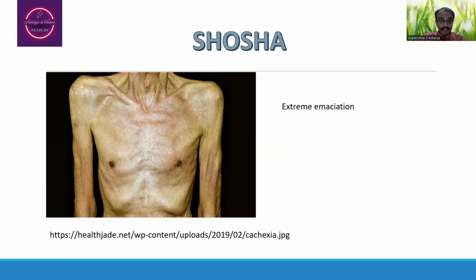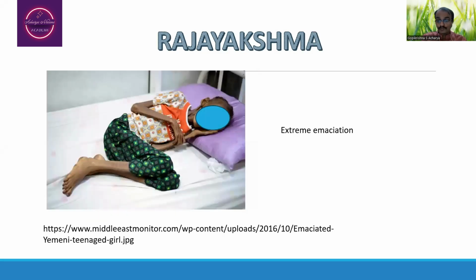Shosha, that is extreme emaciation. Here almost all dhatu kshaya may be observed. On this occasion, rasa dhatu affliction, rakta dhatu affliction, mamsa dhatu affliction, and medo dhatu affliction can be easily identified. Raja Yakshma, wherein extreme emaciation is one of the criteria that can be observed here.